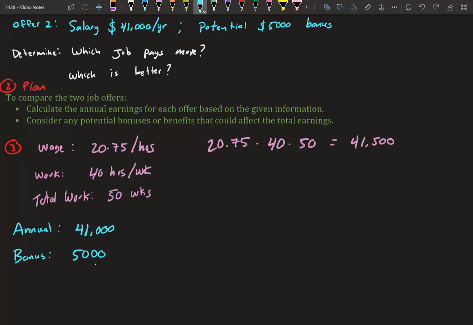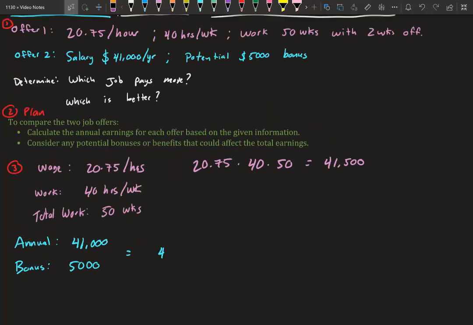So if we add that up, we have the potential to earn 41,000 plus 5,000, which is 46,000. So based off of this, the second offer is better. You will ultimately most likely make more money.